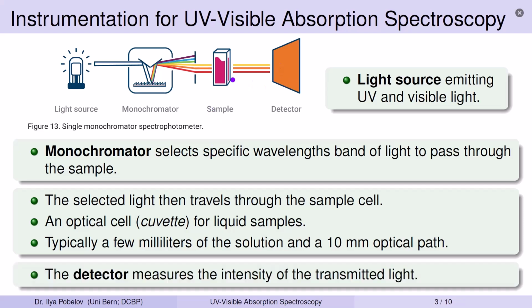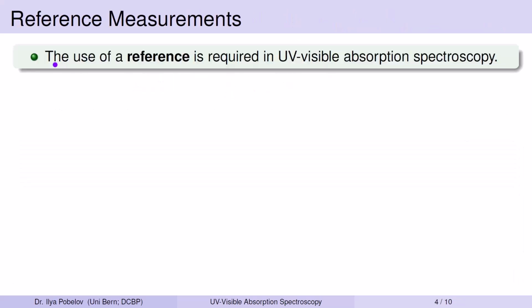Finally, after passing through the sample, the light reaches the detector. The detector measures the intensity of the transmitted light, allowing us to determine how much light was absorbed by the sample. In UV visible absorption spectroscopy, obtaining accurate and reliable results requires the use of a reference.